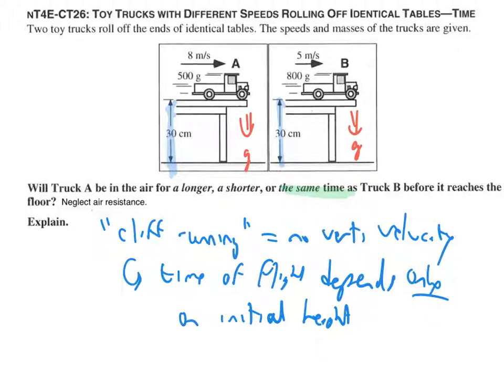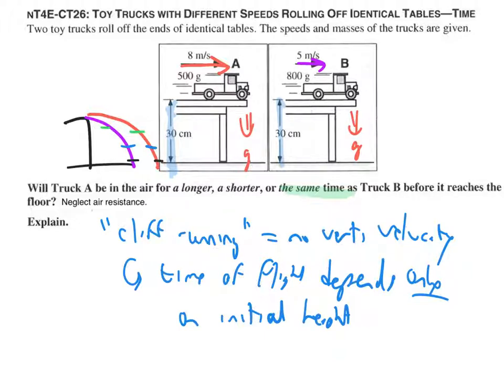Of course, the faster one will go further. If we drew these side by side, and said that this is the red one, and this one is the purple one, we might find that the red one does something like this, and the purple one does something like this. But at any given instant of time, they would be at the same height. The faster one just goes further along the ground.